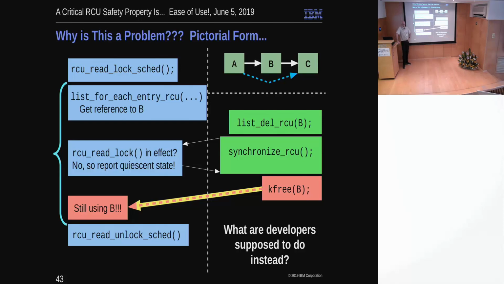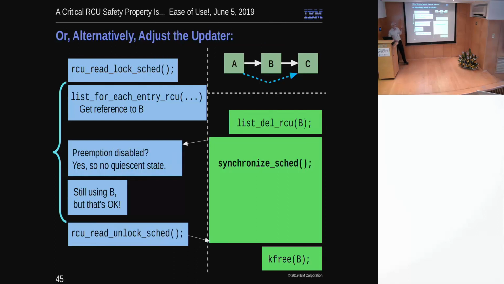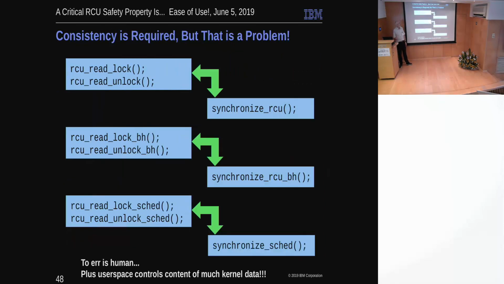So what are developers supposed to do instead? Well, the gentleman there gave us the clue. One approach is to change the reader. If you're going to use synchronize_rcu, use the matching rcu_read_lock and rcu_read_unlock, in which case, when synchronize_rcu asks, are there any of these rcu_read_locks in effect? It says yes. And so it waits until the reader is done, and then you do kfree. There's no use after free because the reader is done using it. Or the other way around, you can adjust the updater to match the readers. Either way works. Okay, so you have to have consistency, as shown here.